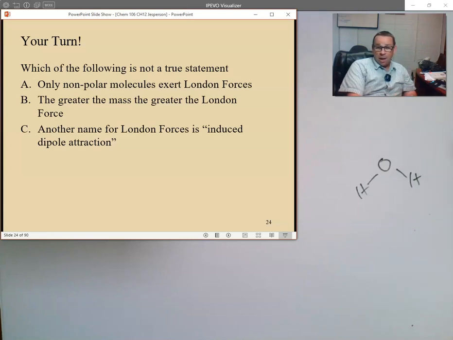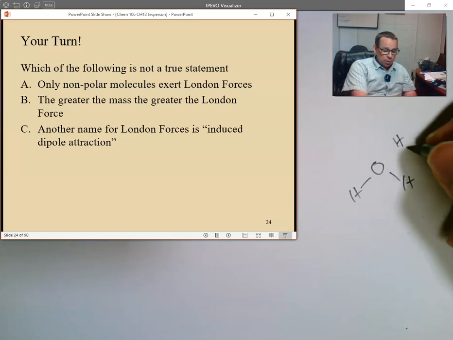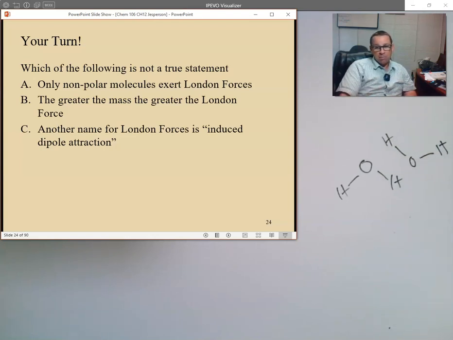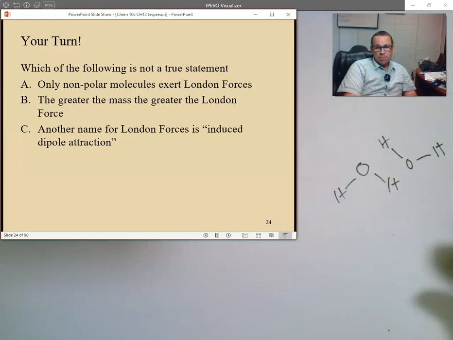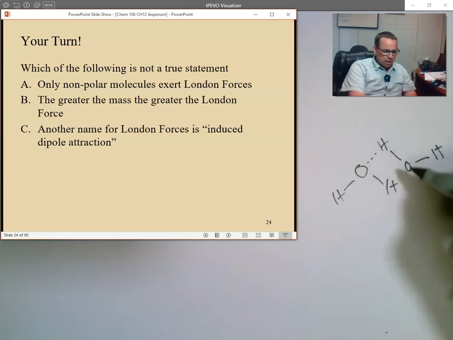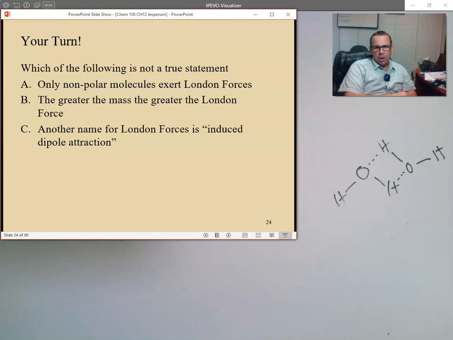Now, does that mean for any reason that the London forces are gone? It doesn't mean that. It still can have London forces, even though it has dipole-dipole or hydrogen bonding, as in this case. London forces can still be a factor. Now, are they going to be an influencing factor? Not very much compared to the amount of energy that is in a hydrogen bond or a dipole-dipole bond. But still, it doesn't mean that London forces can't occur.